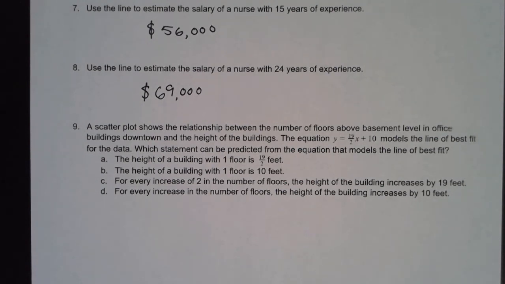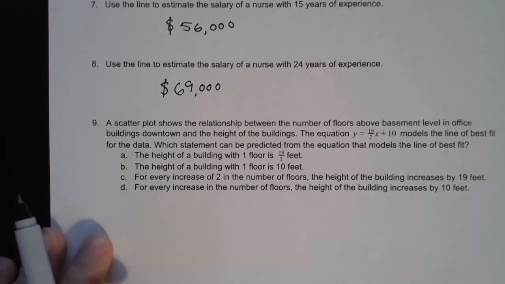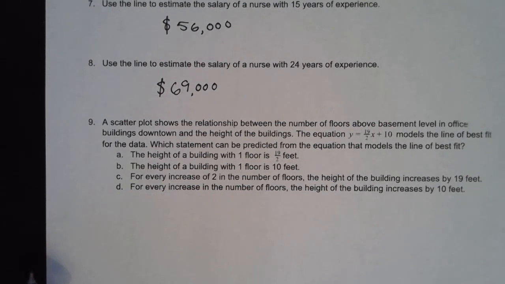So for this one, for option A, the height of a building with one floor is 19 over 2 feet. For B, it says the height of a building with one floor is 10 feet. For C, it says for every increase of 2 in the number of floors, the height of the building increases by 19. And for D, it says for every increase in the number of floors, the height of the building increases by 10 feet.